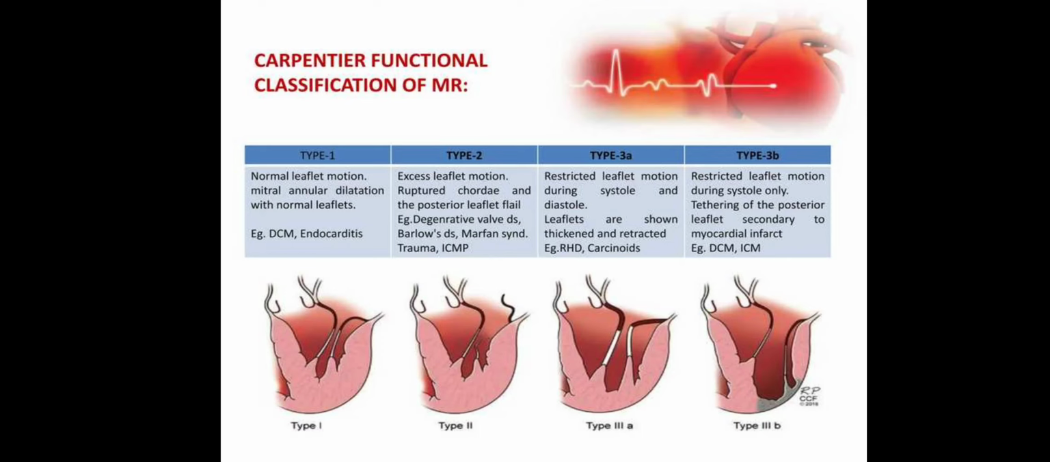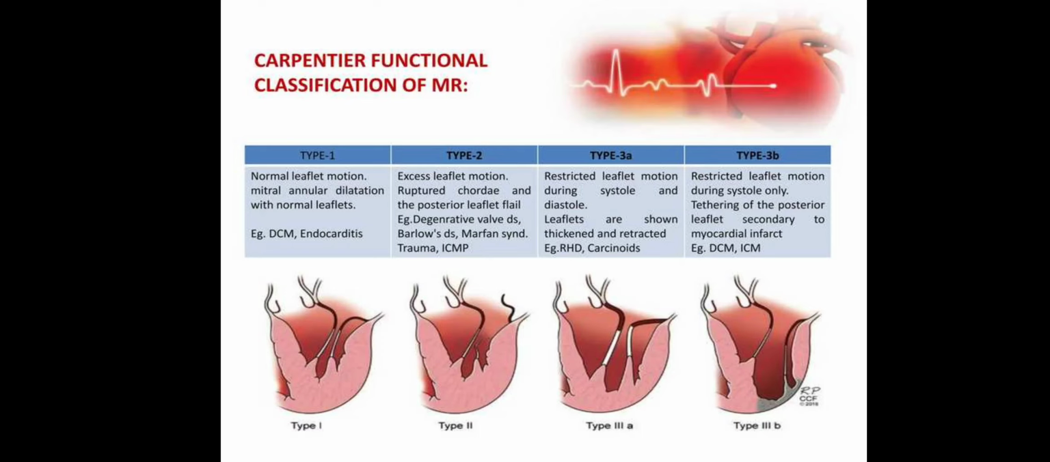Carpentier functional classification of mitral regurgitation. Type 1, there is normal leaflet motion. Understood? In type 2, there is excess leaflet motion. In type 3A, there is restricted leaflet motion in both systole and diastole, and in type 3B, there is restricted leaflet motion during systole only. Understood? Type 1, there is normal leaflet motion.